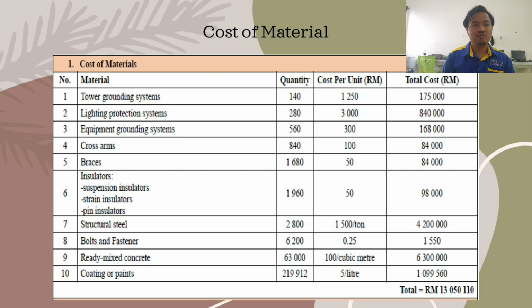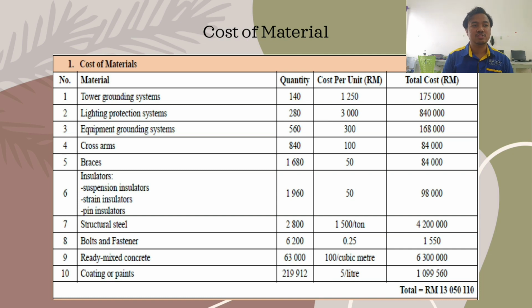Starting with the cost of material, which is the tower ground system, the quantity is 140 and cost per unit is 1,250. So 140 times 1,250 equals a total cost of 175,000.